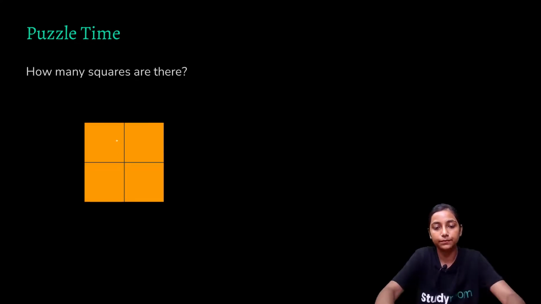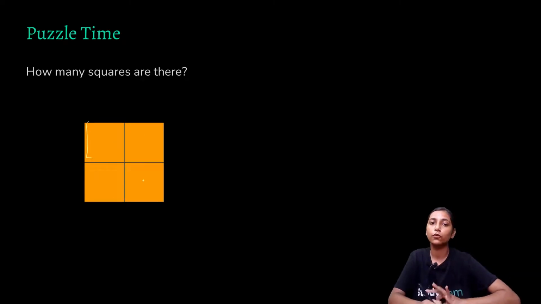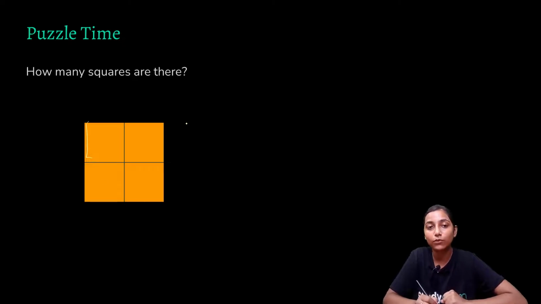This is a square. This smaller one is a square. This is also a square. This is also a square. This is also a square. So 4 of these and this bigger one, 5 total.